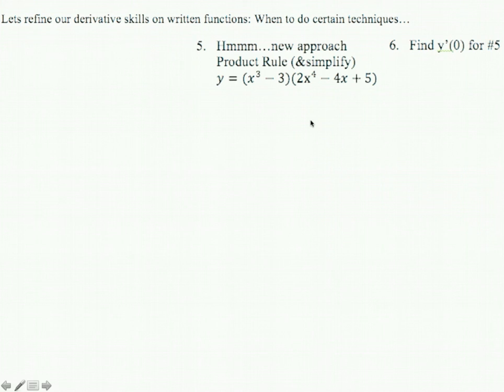So here's the solution for question 5. We could FOIL this out and combine like terms and then just do the power rule, but FOIL might be too much work. We're going to try the product rule here. So remember the product rule, we've got a u times a v. This is function u because it's listed first, and this is function v because it's listed second.